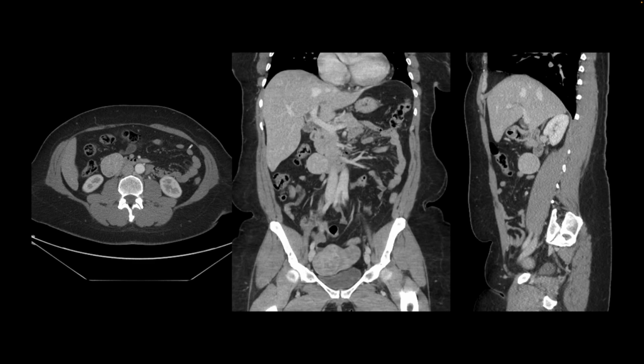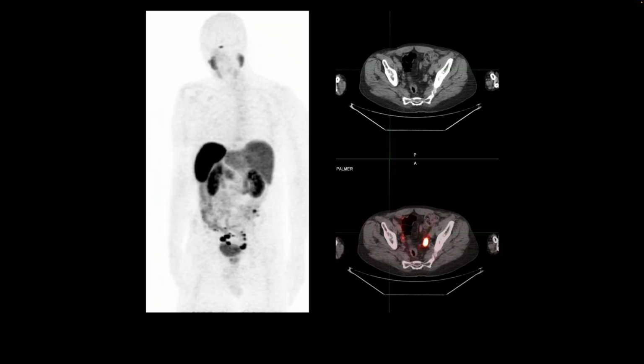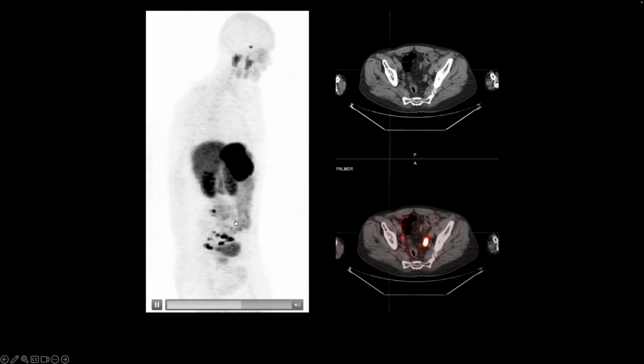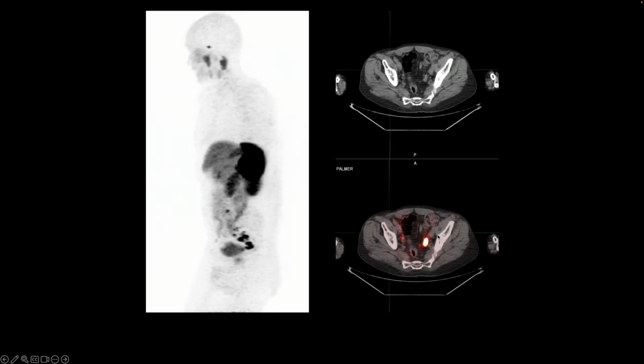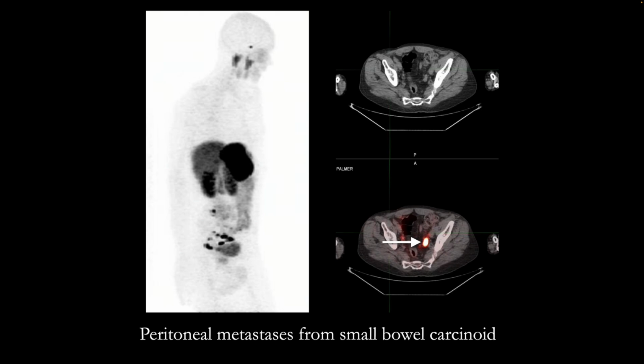Here's our next patient, and we find that they have this enhancing tumor in the retroperitoneal space, also seen right here and here. This turned out to be a paraganglioma. Here is our next patient. We have performed a DOTATATE PET CT to evaluate a neuroendocrine tumor in this patient, and we find that there are multiple foci of increased uptake in the abdomen and pelvis. And this was secondary to peritoneal metastases from a previously resected small bowel carcinoid.